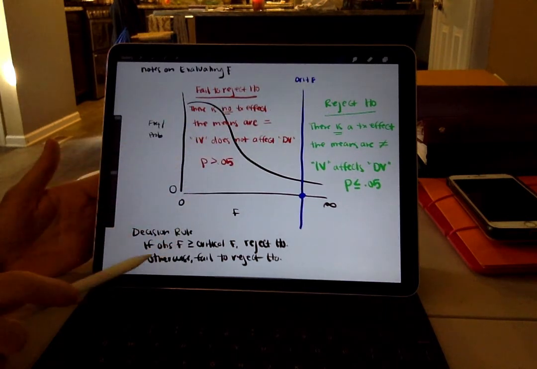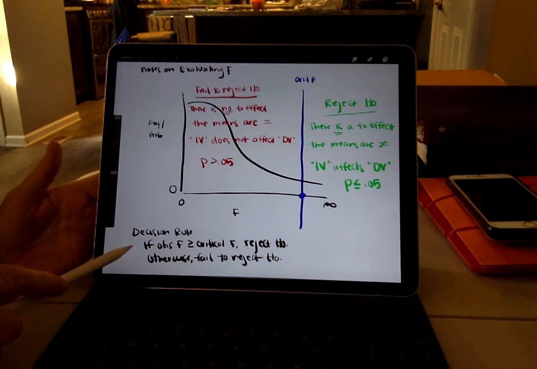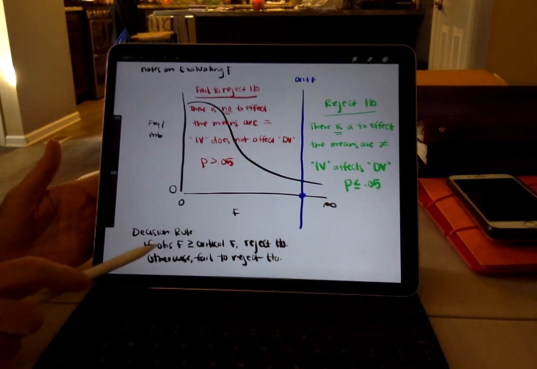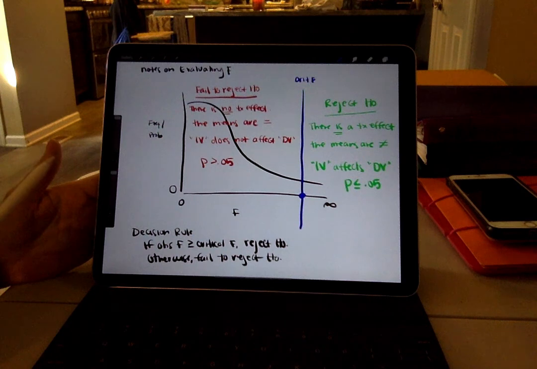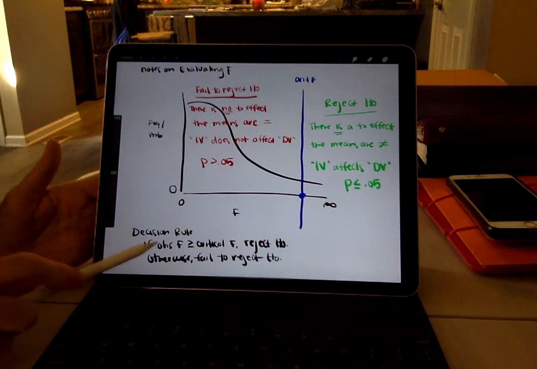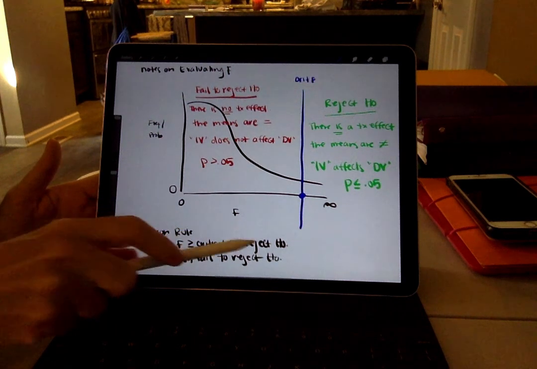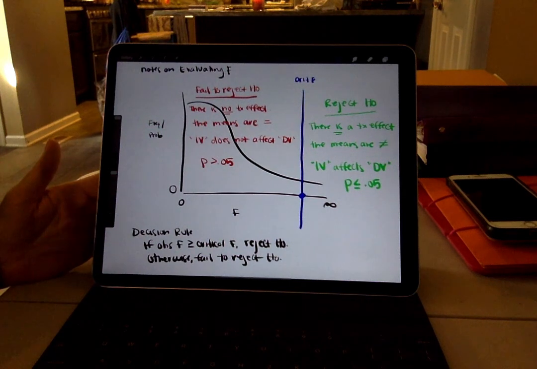Whether you're a visual learner or not, I definitely encourage all of you to write down the decision rule, because you will find as we move through all of our different inferential analyses, this decision rule is basically the same for all of them. In every inferential analysis we do in this class, we're going to calculate some sort of observed statistic, and we're going to find some sort of critical statistic, and the relationship between these is pretty much always the same. If the observed is greater than or equal to the critical, we reject. Otherwise, we fail to reject.